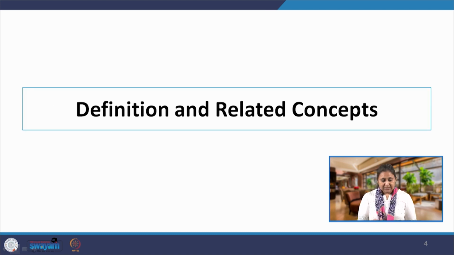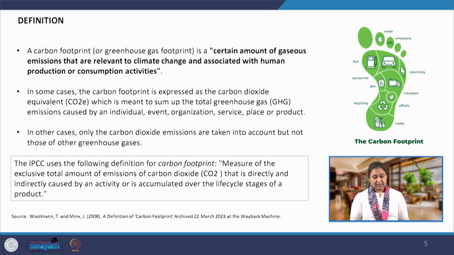So, let us start this lecture with definitions and related concepts of carbon footprint. By definition, a carbon footprint is a certain amount of gaseous emissions that are relevant to climate change and associated with human production or consumption activities. This carbon footprint could be for a product, it could be for an activity, it could be for an entity. This is what we are talking about, and usually it is expressed as carbon dioxide equivalent.